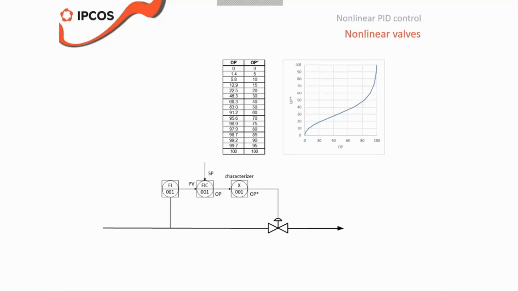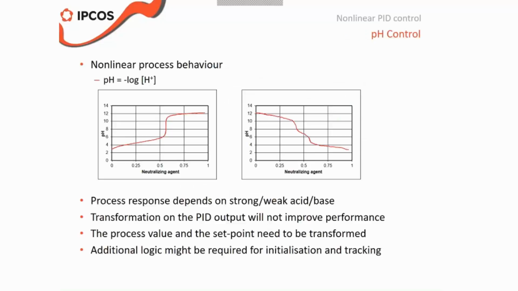For higher values, you would like to increase the speed at which the PID controller opens the valve. That was the example of a nonlinear valve. Now let's take a look at the example of a pH control, which is a classic example of nonlinear control. If you would do a Google search on pH control, then you will find quite some articles on how to do this.